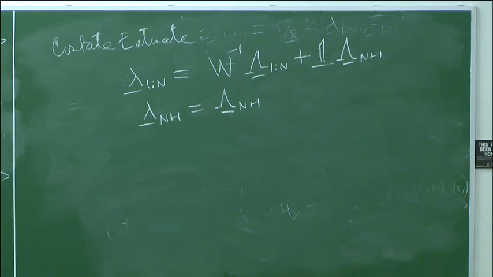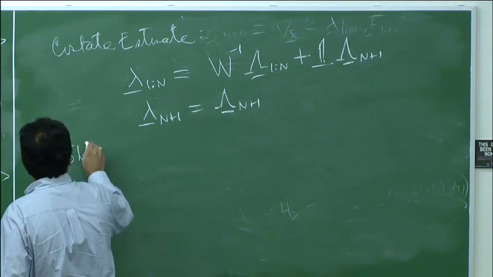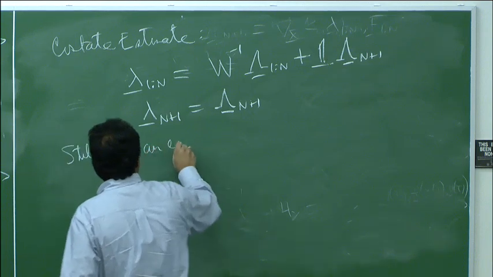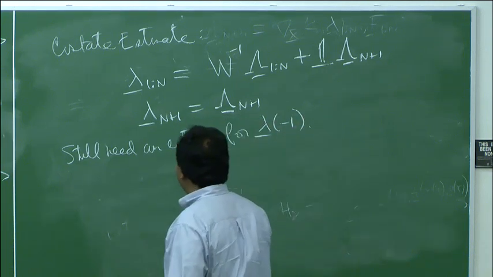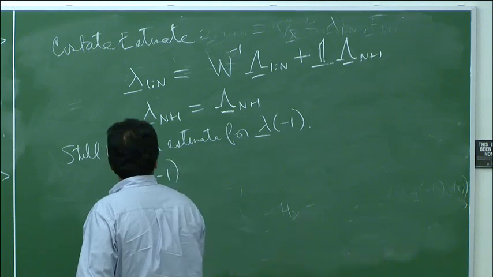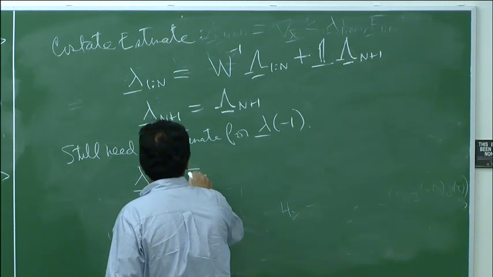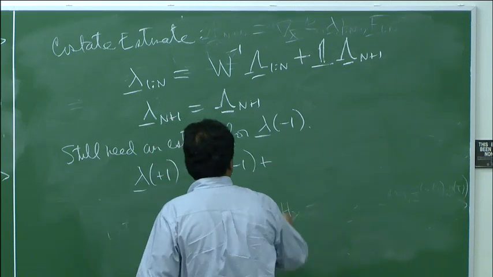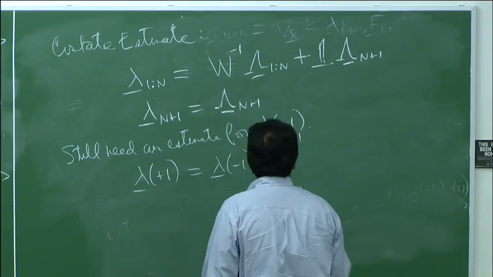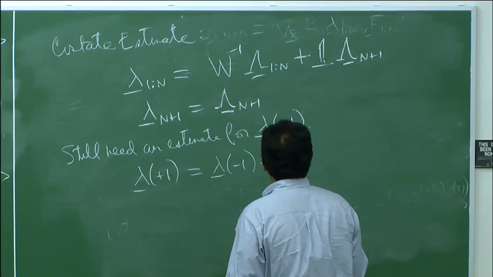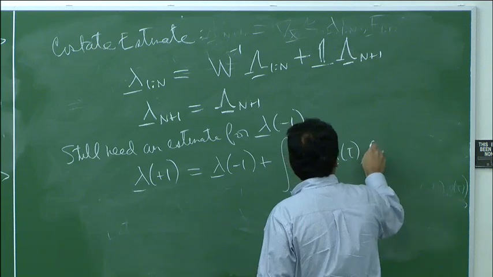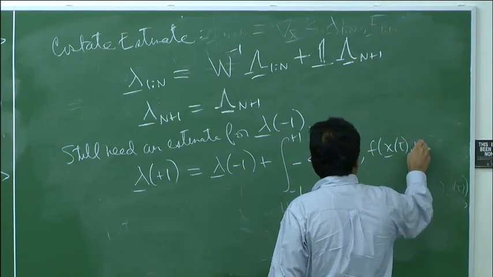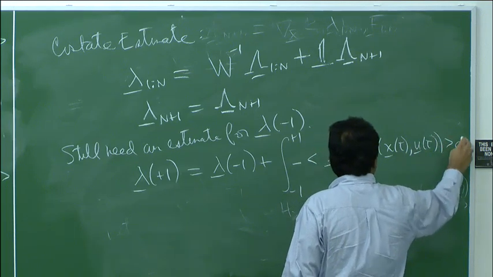We only have one more thing that needs to be done in order to complete this picture, which is we still need an estimate for the costate at -1. Well, we know the costate at +1 is equal to the costate at -1 plus the integral from -1 to +1 of the costate dynamics. Well, what are the costate dynamics? The costate dynamics are going to be minus the inner product of lambda of tau with f of x of tau, u of tau, and then d tau.